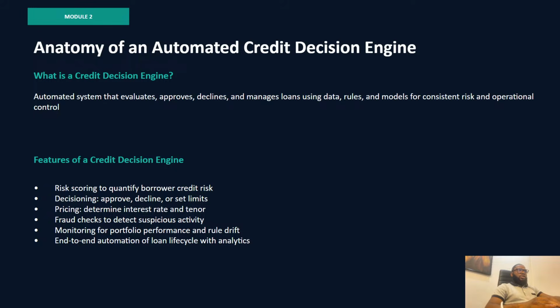So now moving on into the anatomy of an automated credit decision engine. First of all, what is a credit decision engine? It is an automated system that evaluates, approves, declines, and manages loans using data, rules, and models for consistent risk and operational control. If you're able to take in the points in this definition, we have evaluate.